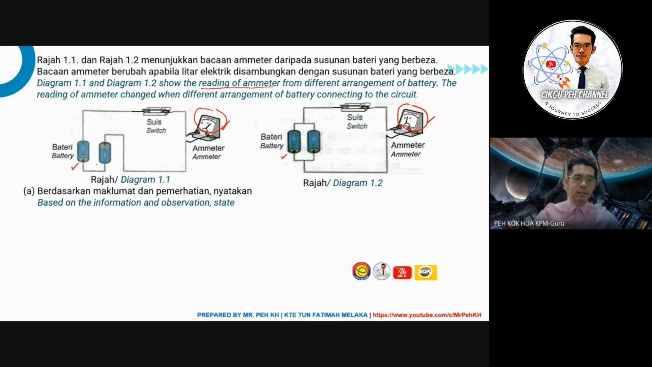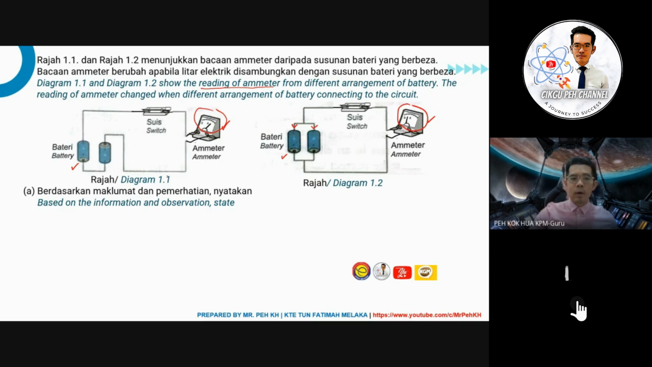Basically, in diagram 1.1, you can see the arrangement of the battery is in one path. So the arrangement of battery in diagram 1.1 is in series. And for the arrangement of the battery in diagram 1.2, you can see there are 2 paths in the circuit. So it is very clear that diagram 1.2 is a parallel circuit.